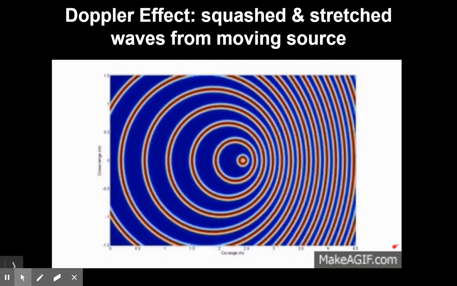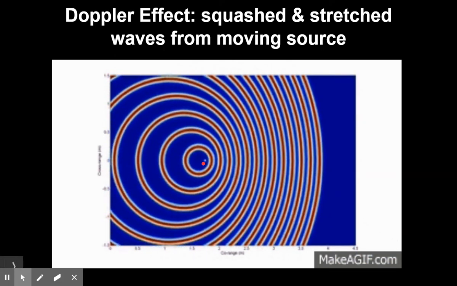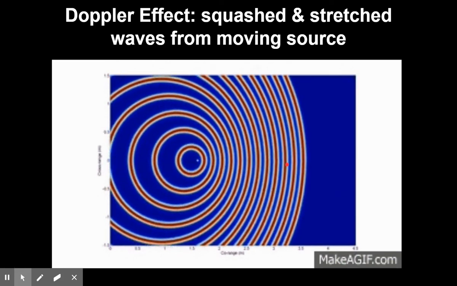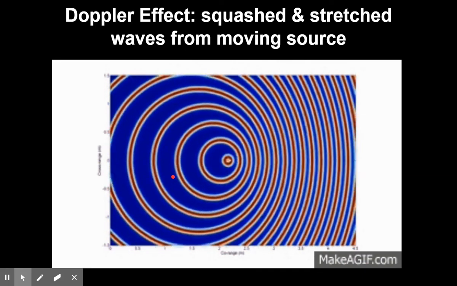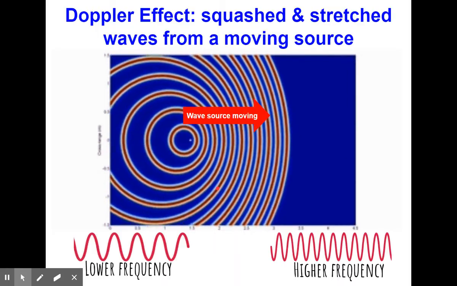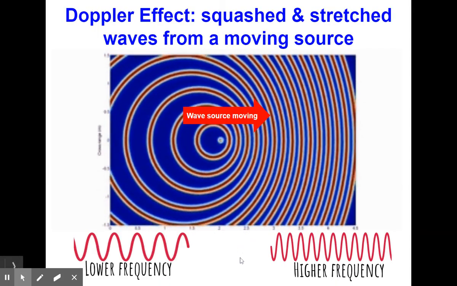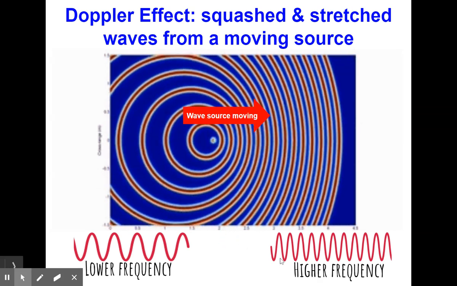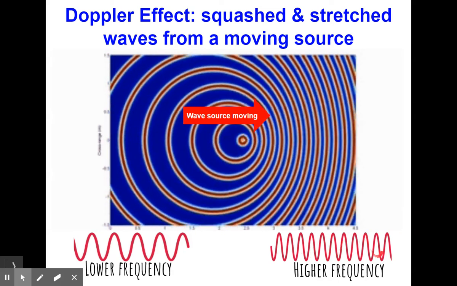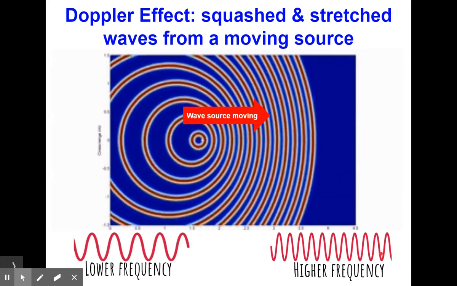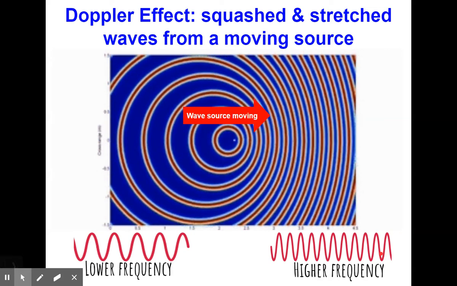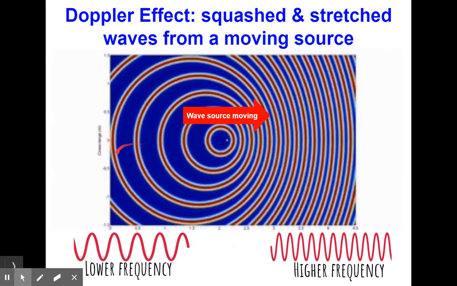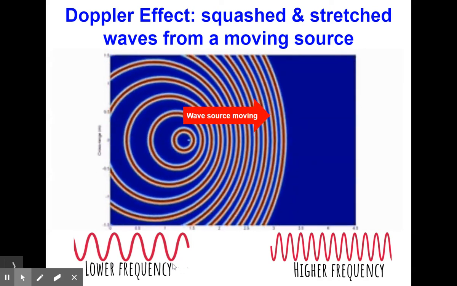As you have a moving source of the waves, it squashes the waves up ahead of the motion and it stretches them out behind. So the wave source is moving this way. You get a higher frequency on the one side. And remember, higher frequency with sound sounds like a higher pitch. And then behind where the source is moving, you get a lower frequency, so a lower pitch.